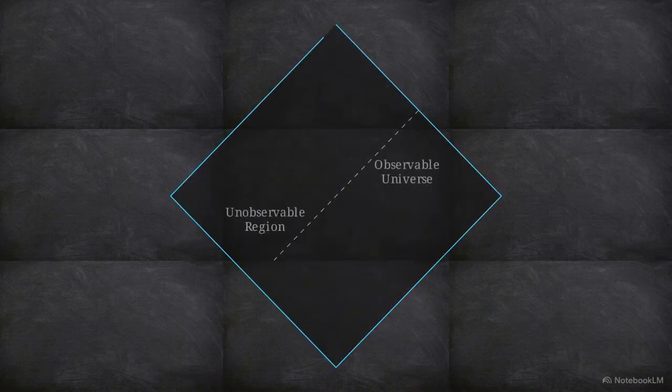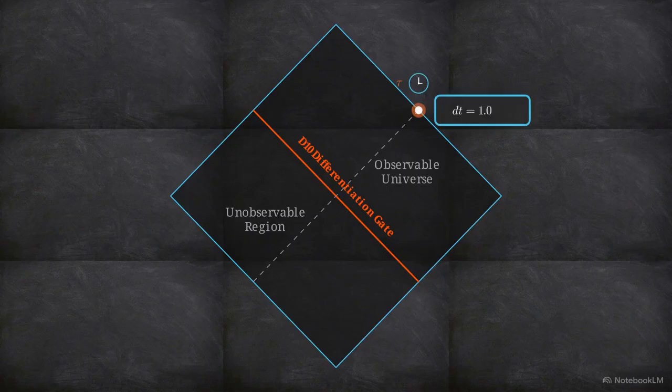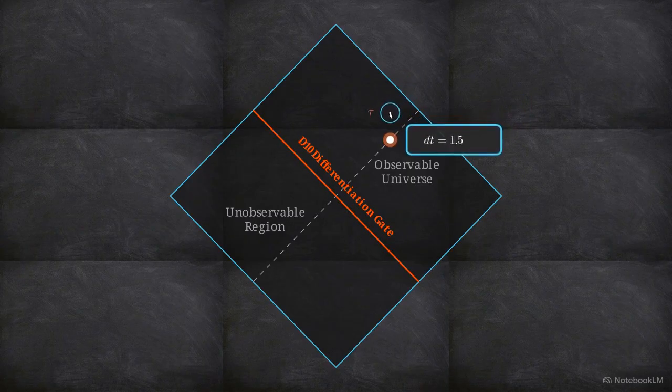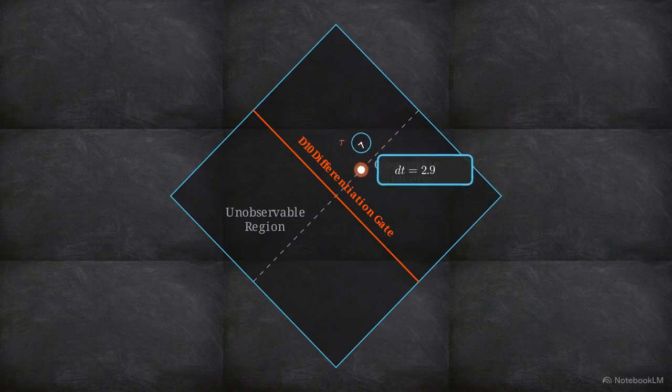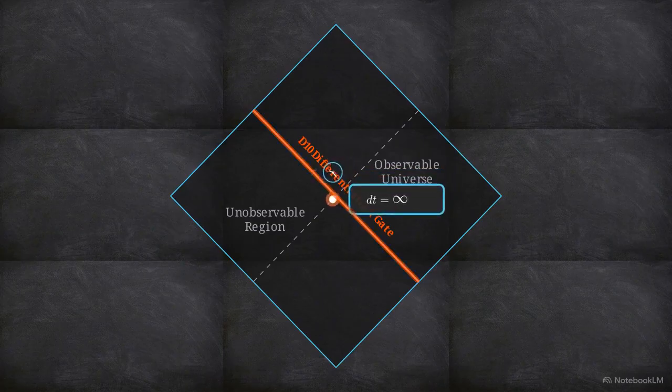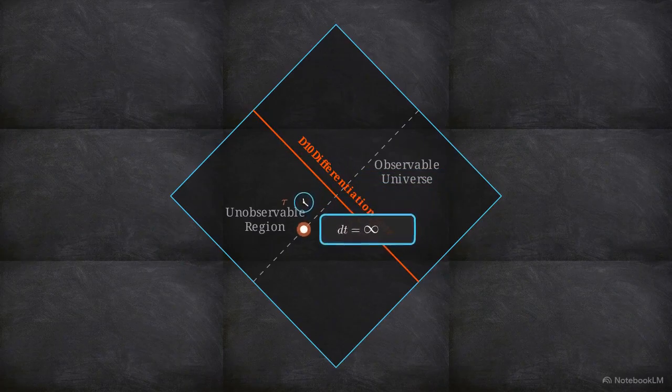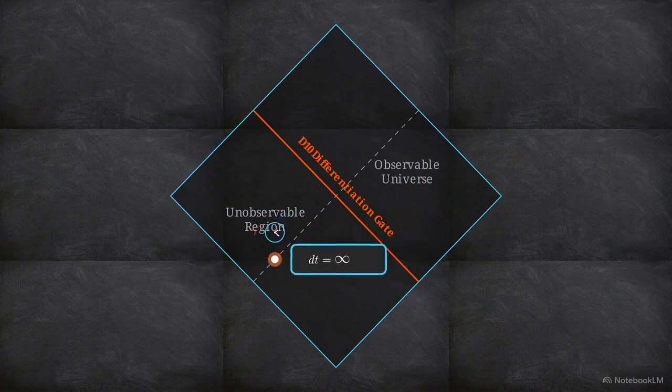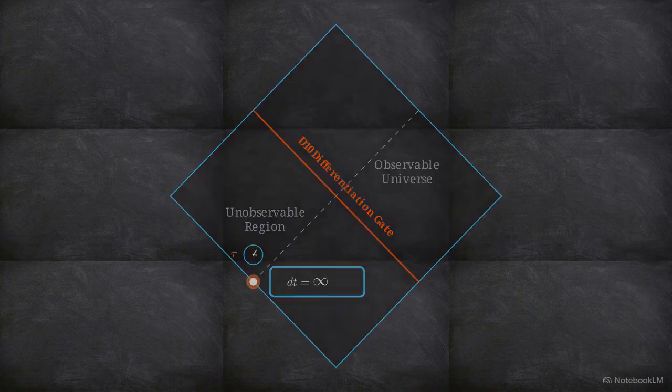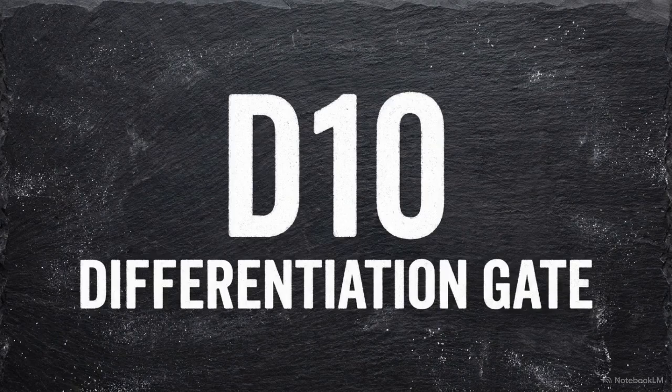The first gate is the outer event horizon, the null surface where the Schwarzschild radius dictates the boundary of the observable. Evaluated in Painlevé-Gullstrand coordinates, the time derivative here diverges, while the proper time for the seed remains finite. This boundary represents the D10, or differentiation gate of the DCU.